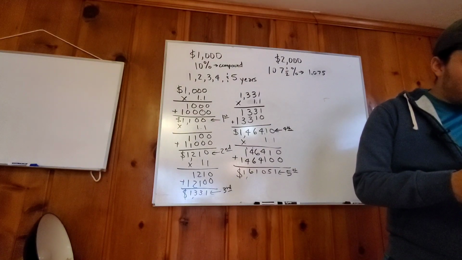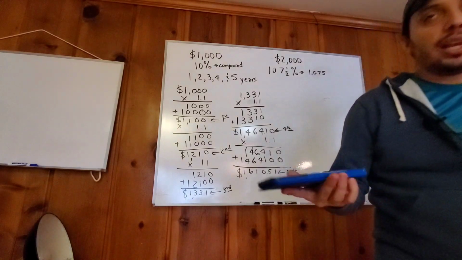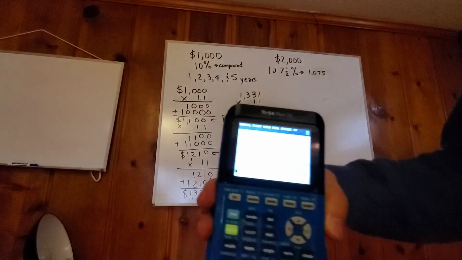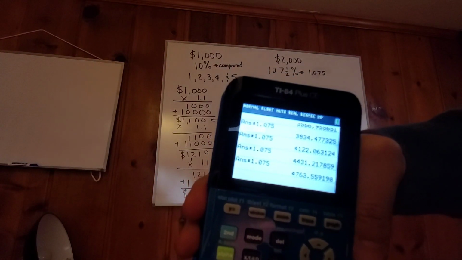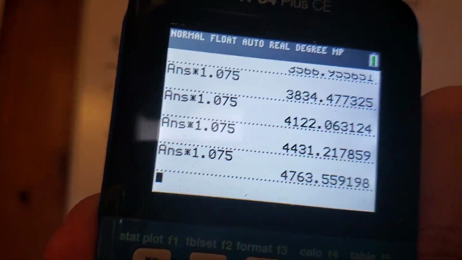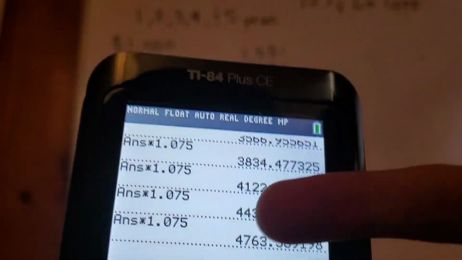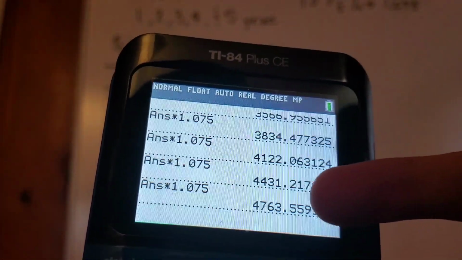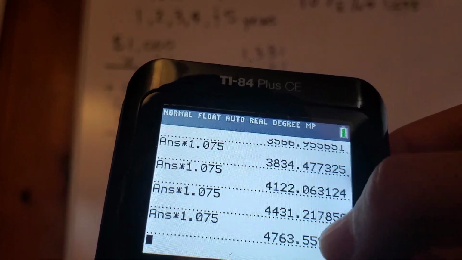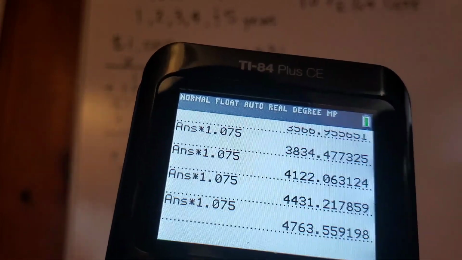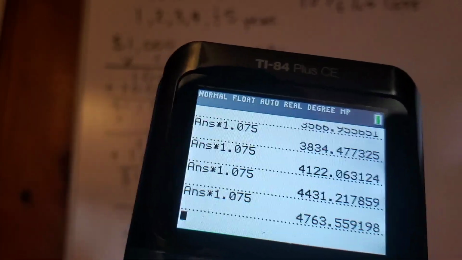So after my 12th time, I got $4,763 with 55 cents, but I got 559198. I want to show you this in the calculator so that you understand what I'm talking about here. Zooming in: $4,763.559198. The 9 would make the 5 round up, so it'd be $4,763 with 56 cents. And that's how your book got that answer.